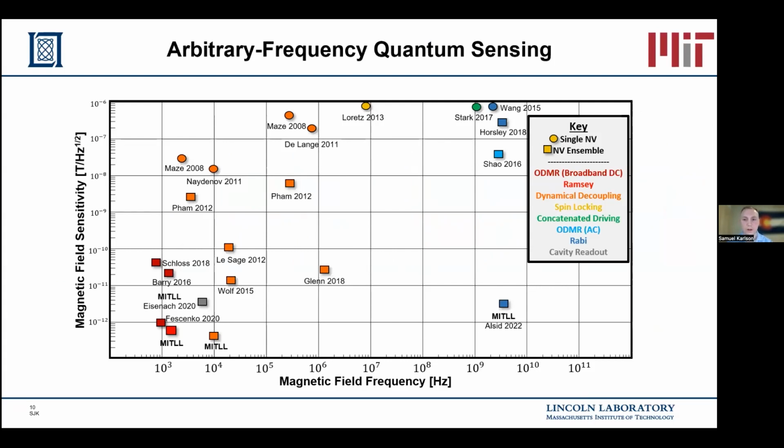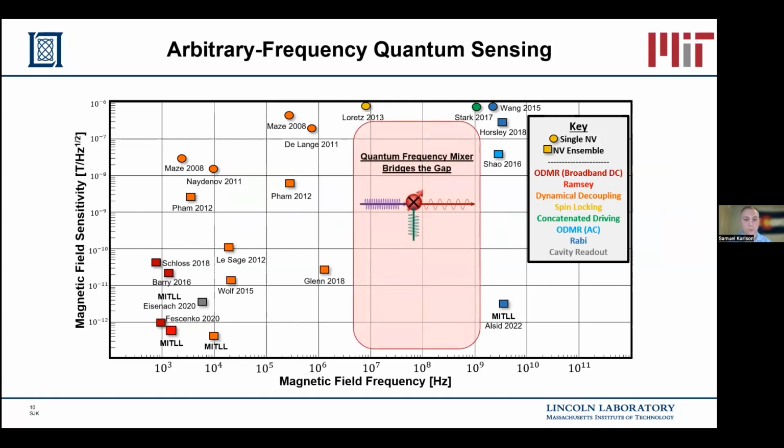This diagram shows accomplishments of other quantum sensing methods using nitrogen vacancy centers in diamond. They have primarily been confined to DC and low AC frequencies below about 10 megahertz or in the gigahertz frequency range. As you may notice, there's a fairly large gap between these frequency ranges. Recently, there was a paper that was published demonstrating a method called quantum frequency mixing, which enables us to bridge the gap and detect frequency ranges previously inaccessible by other quantum sensing methods with nitrogen vacancy centers.